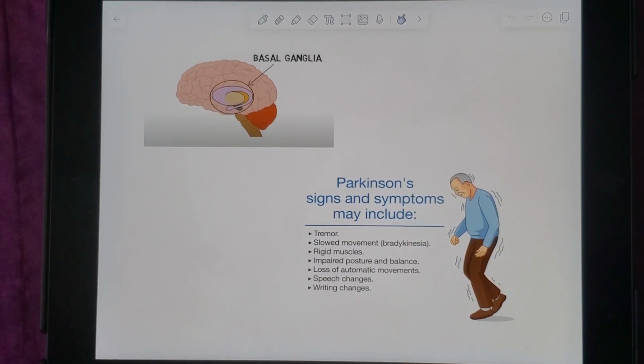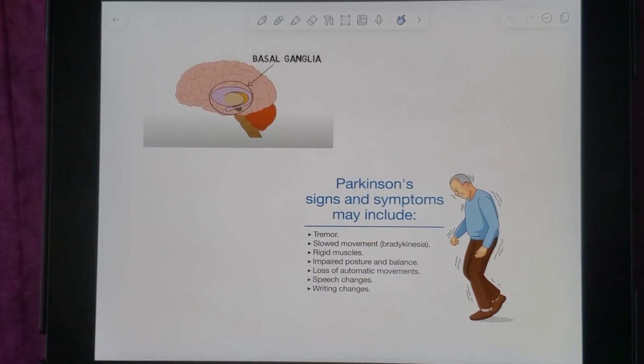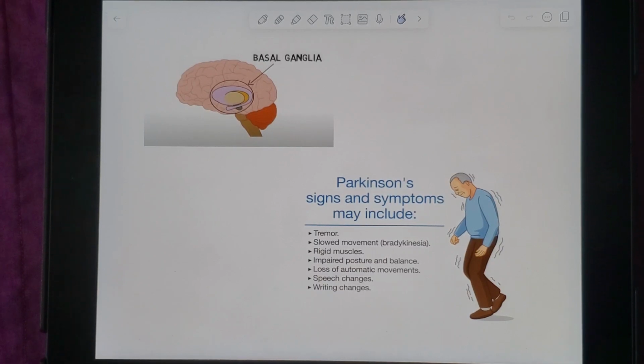Parkinson's patients often experience non-motor symptoms as well, like cognitive impairment or psychiatric symptoms. Parkinson's patients have low levels of the neurotransmitter dopamine in the basal ganglia. These low dopamine levels in the basal ganglia are caused by the death of dopamine neurons in a region of the basal ganglia called the substantia nigra.